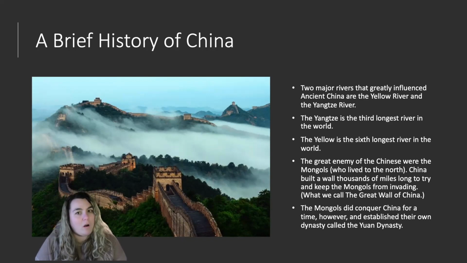China built a wall, which you can see behind me, that's thousands of miles long to try and keep the Mongols from invading. We call that wall the Great Wall of China. The Mongols did conquer China for a time. However, they established their own dynasty called the Yuan dynasty.